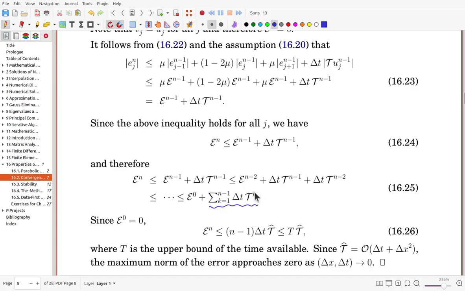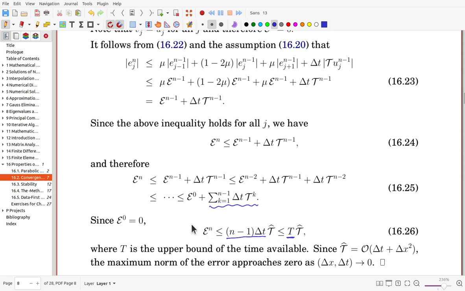Now, rather than T^k, we choose the maximum of the T^k, which is T hat that we defined here, and then this summation becomes (n-1) times delta t. That's exactly this. And (n-1) delta t is always bounded by capital T, because we first partition the time interval from 0 to capital T by N_t steps, but n is anyway less than N_t, so this is always bounded by this value. So we reach this.